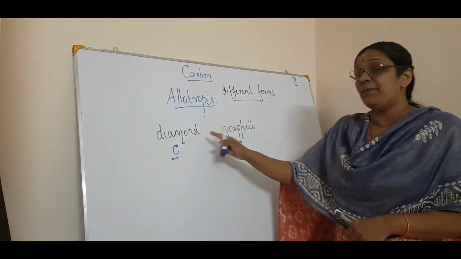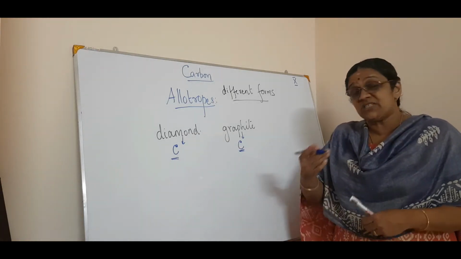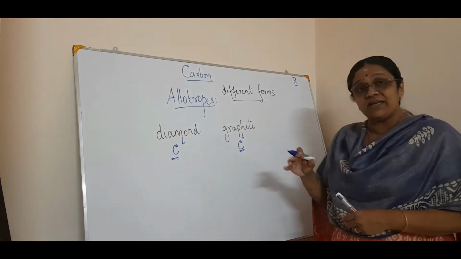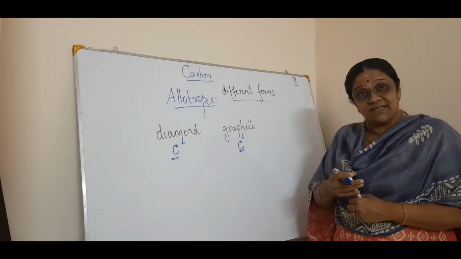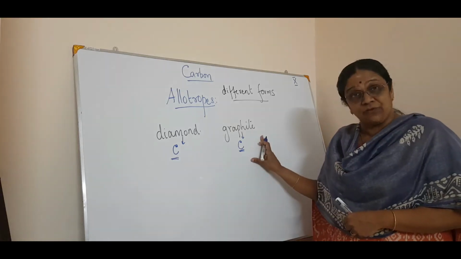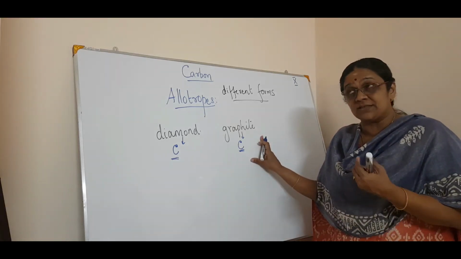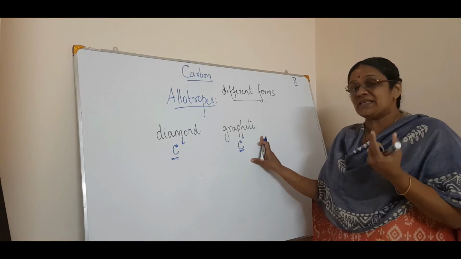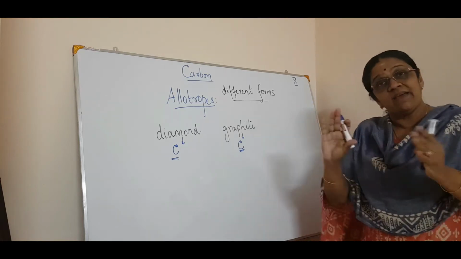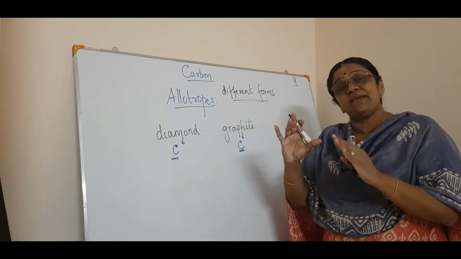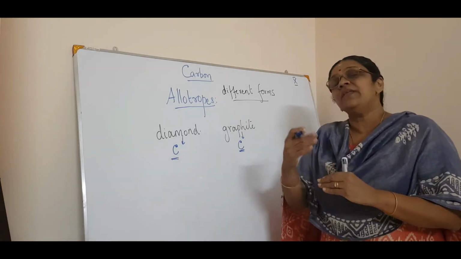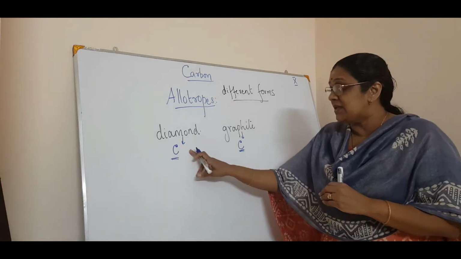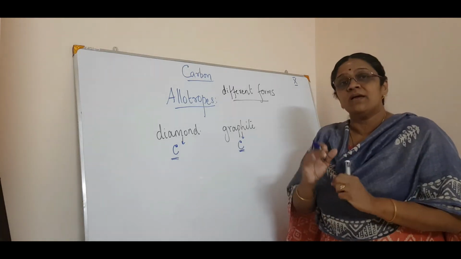As you know, diamond is the hardest substance, isn't it? It is very, very shiny, whereas graphite is slippery. It is used in pencil leads, isn't it? It is also a good conductor of electricity. You have studied this in the exceptions, isn't it? So, between metals and non-metals, physically they are different. But chemically, in chemical reactions, they are the same. Why? Because both are made up of the same carbon atom.